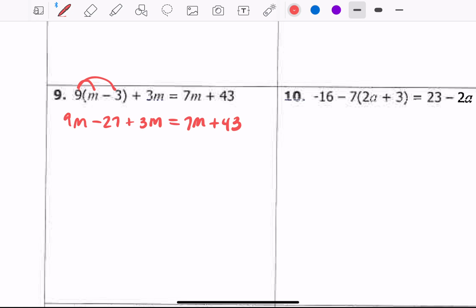On the left side, I do. I have 9m and I have 3m. So 9m and 3m is 12m. Going to bring down that minus 27. And then on the right, I have 7m plus 43.